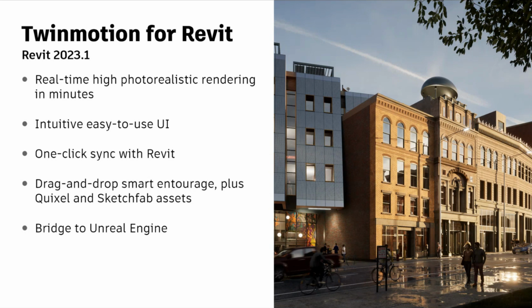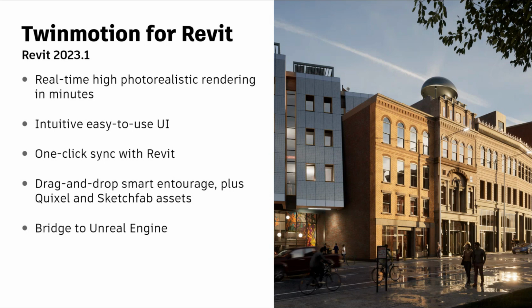So it has real-time photorealistic rendering. You can control the GI and the ray tracing. It's easy to use. I'm a big 3ds Max fan, but it can be a little bit harder to use. Twinmotion has a much easier to use user interface, and you can get the results really quickly. We have a one-click sync to Revit.